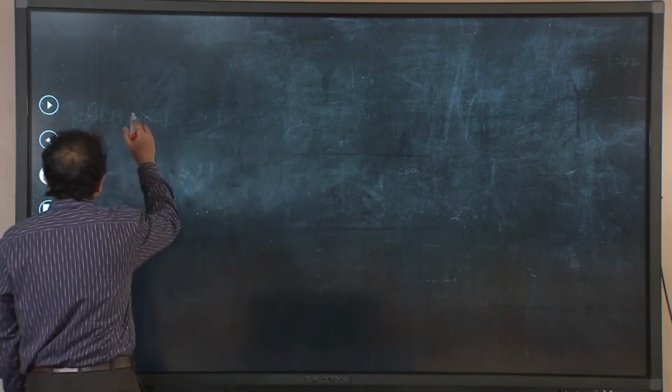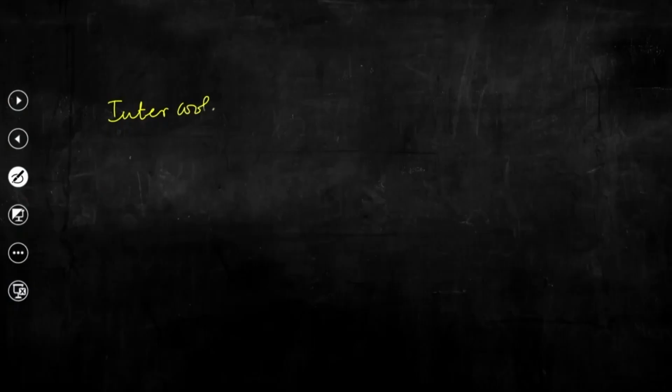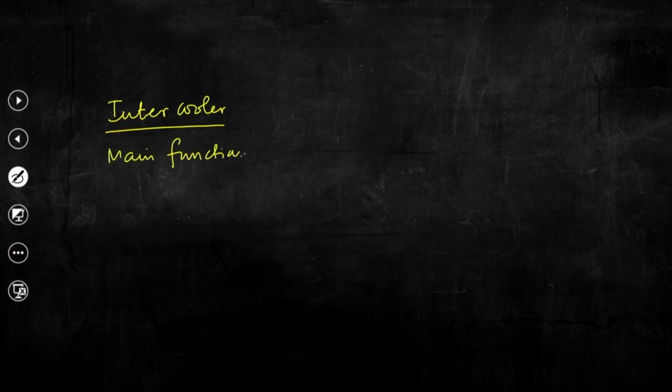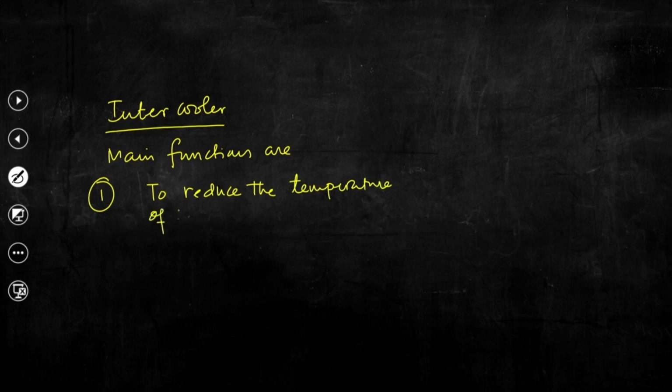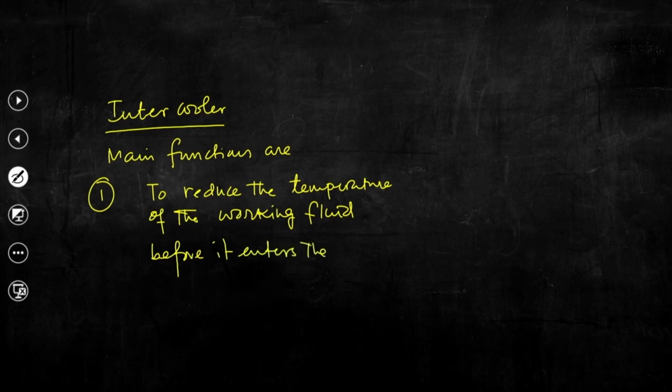So, I am writing here: intercooler. Its main function, number 1, is to reduce the temperature of the working fluid before it enters the next stage of the compressor. Right.